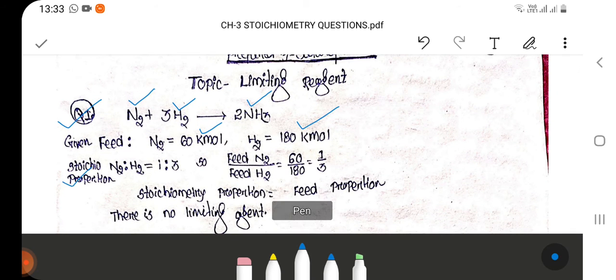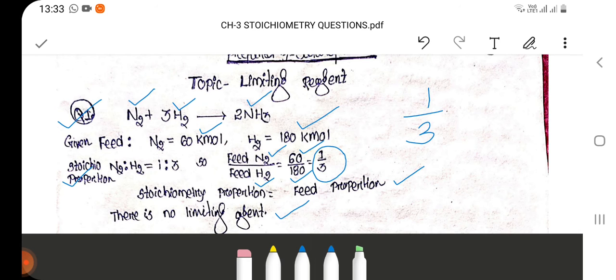As per the stoichiometric proportion, nitrogen to hydrogen is 1:3, that is the ratio of coefficients. The coefficient of nitrogen is 1 in the equation and the coefficient of hydrogen is 3. So the stoichiometric proportion is 1:3. And the feed ratio of nitrogen to hydrogen, in the feed nitrogen is 60 and hydrogen is 180. So the feed ratio of nitrogen to hydrogen is 1:3. So the stoichiometric proportion is equal to the feed proportion. That's why there is no limiting reagent.